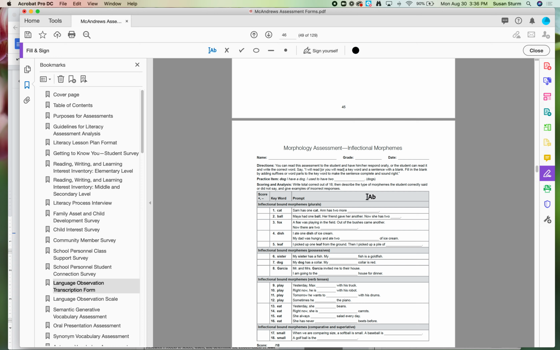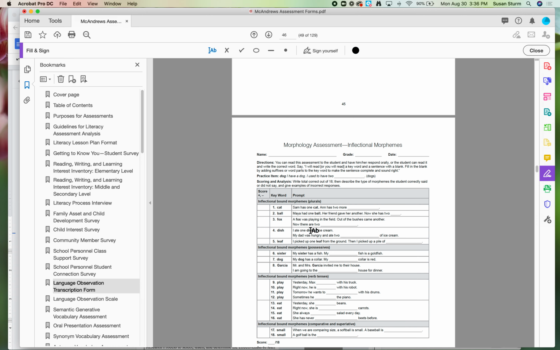The practice item is up here, and it is dog. I have a dog. I used to have 2. And the correct word is here, dogs. So you would give that item to the student. If they don't get it right, give them the correct answer, explain it, and help them understand why that word is the correct choice. As you go, you're going to write down the total correct out of 16.